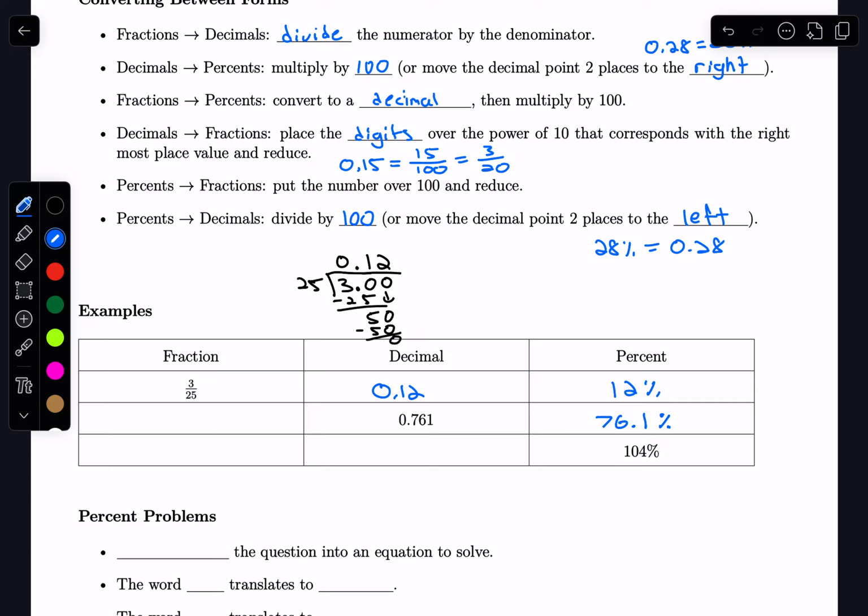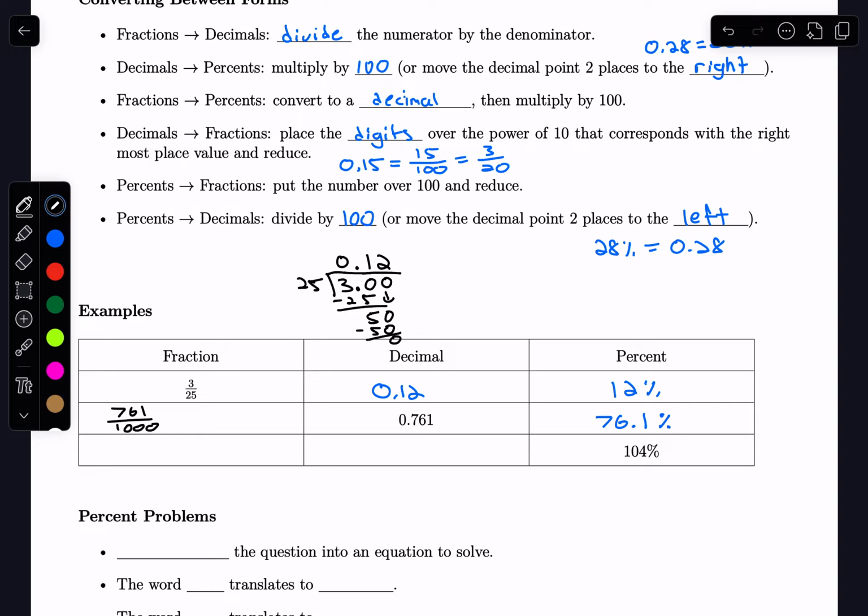If I want to turn the decimal into a fraction, all I have to do is take it and write it over the correct power of 10. So if I were to say that decimal out loud, 0.761 is actually 761 thousandths. So I put 1,000 in my denominator there. And in most cases, we would have to reduce this fraction, but I actually gave us a number here that makes it irreducible. So 761 over 1,000 is as simple as that fraction's going to get.